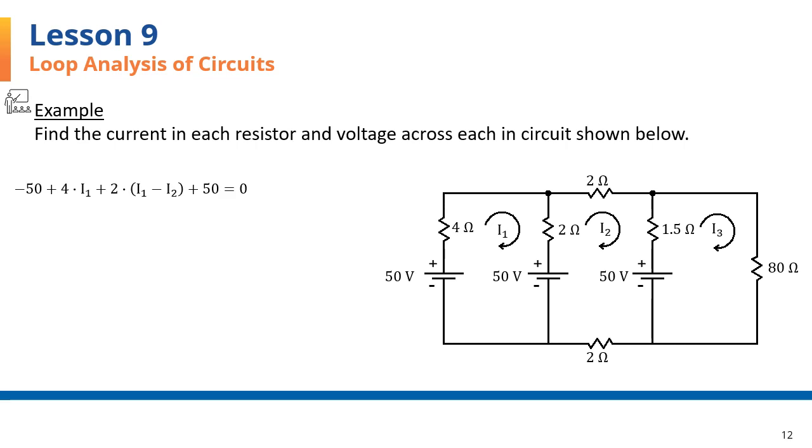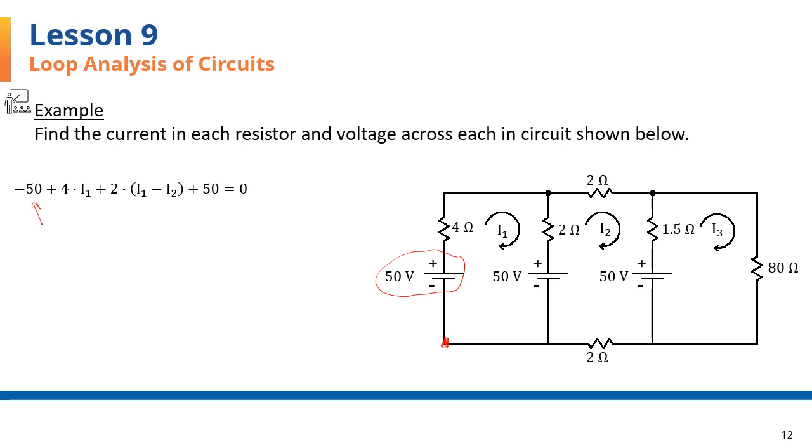Here is the KVL for the first loop. You can start anywhere on the loop and go around and return to that same point, but for this example, I'm starting at this corner and going clockwise. The first voltage I come across is a 50 volt voltage rise, which with my convention would be a negative 50.